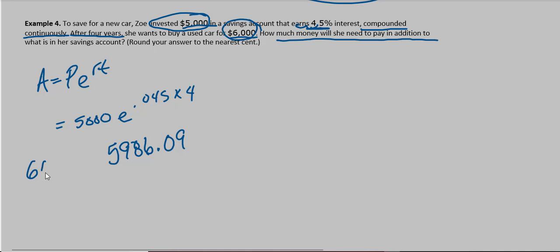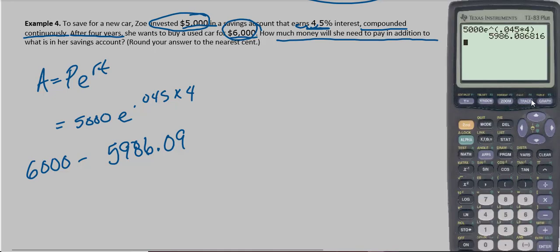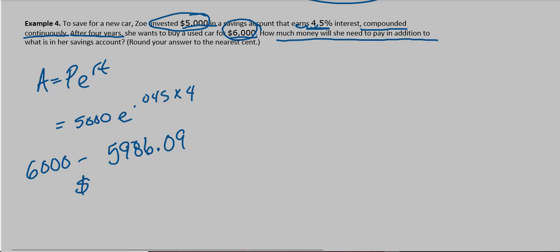So we would need to subtract this from $6,000. So we could say $6,000 minus 5,986.09 will give us $13.91. So that's how much money she needs. $13.91 is what she needs in addition to getting to her $6,000.